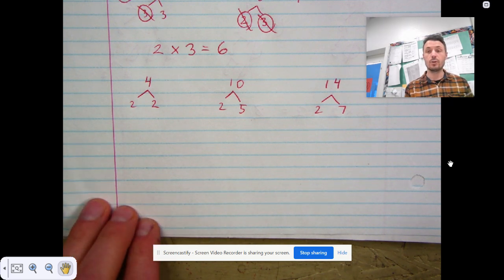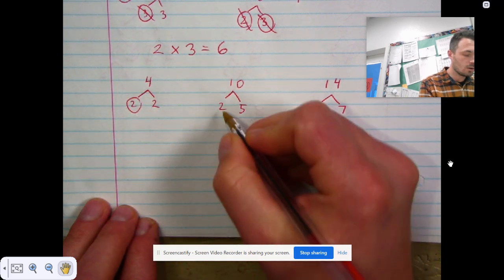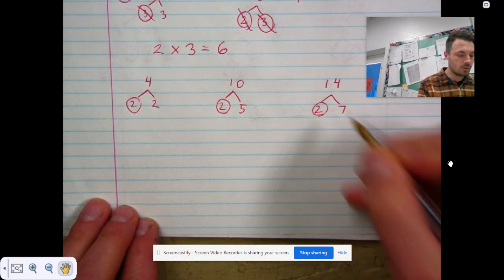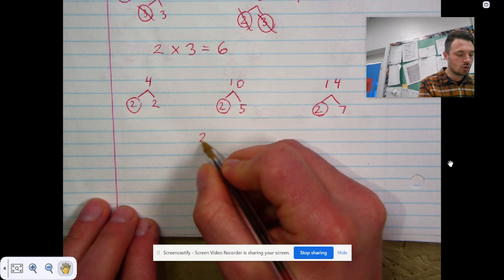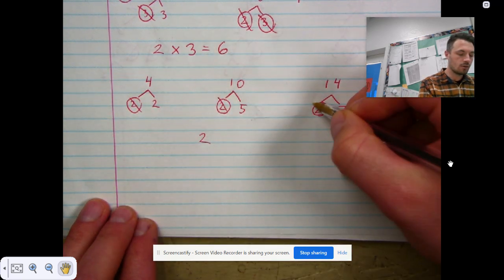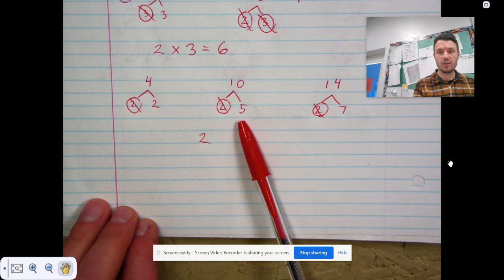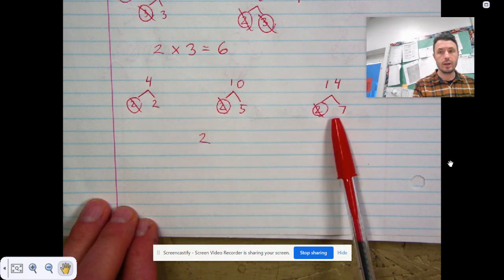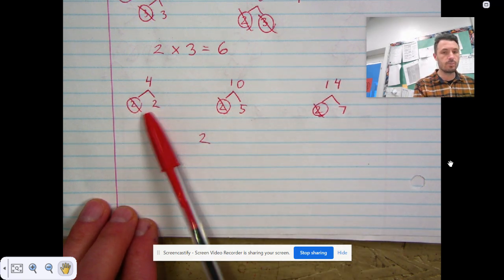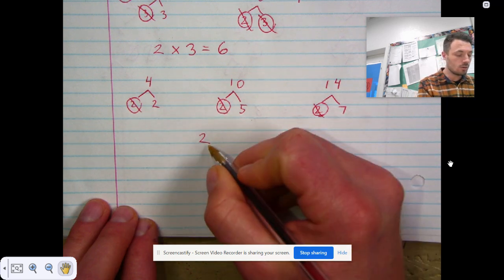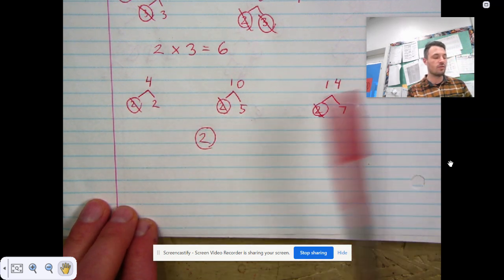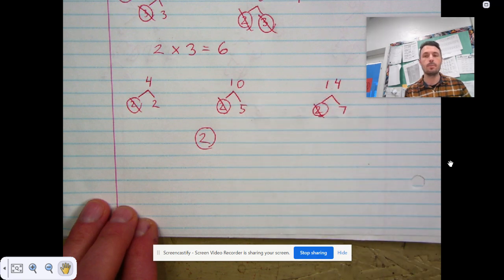Now we match numbers in all 3 lists. 2 here, 2 here, and 2 here. So we put 2 in the list. Cross those out. There's a 2 here, but nothing to match it here and here. There's a 5 here, but nothing to match it here or here. And there's a 7 here, but nothing to match it here or here. So 2 is the greatest common factor for 4, 10, and 14.